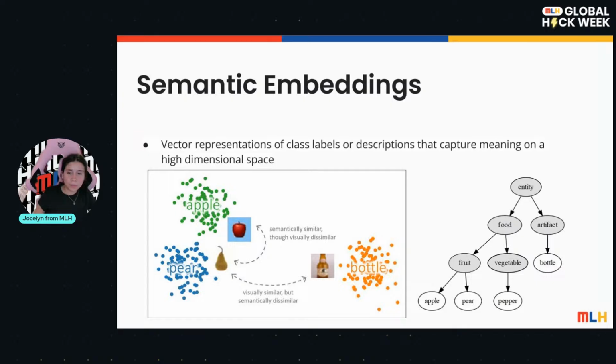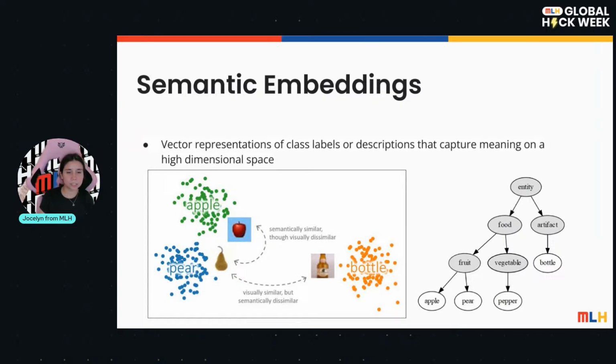Great. So to wrap up zero shot models, we have the term semantic embeddings. I'm pretty sure you've heard this a lot in RAG systems and LLMs. I also like to talk about them a lot. So semantic embeddings are basically vector representations of class labels or descriptions. They can also be descriptions that capture the meaning in a high dimensional space.